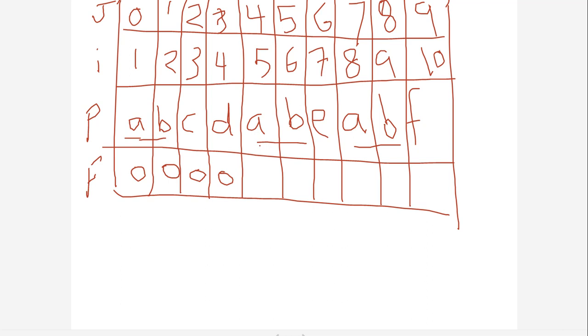A. Where do we find the A? In which index? 1. Excellent. B. Excellent. Why B 2? Because here the pattern AB ends at 2, right? So B at 2. Okay, E 0, then 1, then 2, excellent, then 0.